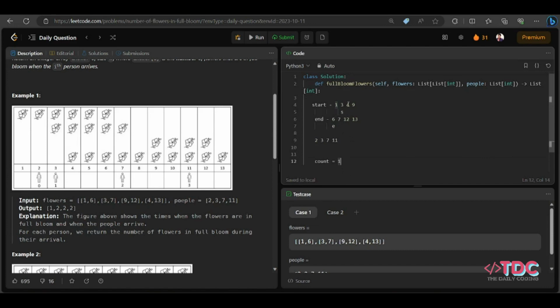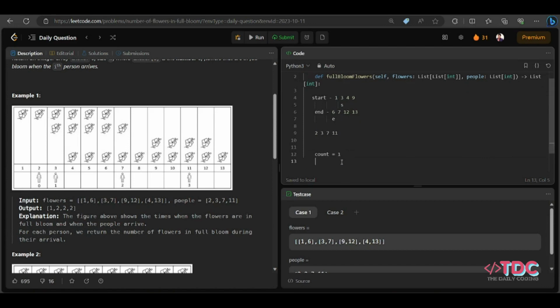Okay, so is 3 less than or equal to 2? No, 3 is greater than 2. That means after this time 2, a flower blooms, so we are not going to increase the count. Now I will check the ending point. Ending means, before 2, did any flower die? No, no flower died yet because 6 is greater than 2. So my count is 1 and I will put this 1 in my answer.